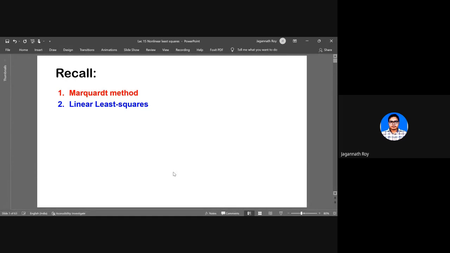Just to recall what we have discussed in the last class. So we were discussing that it is one kind of modified Newton's method. There are actually several modifications of this method.